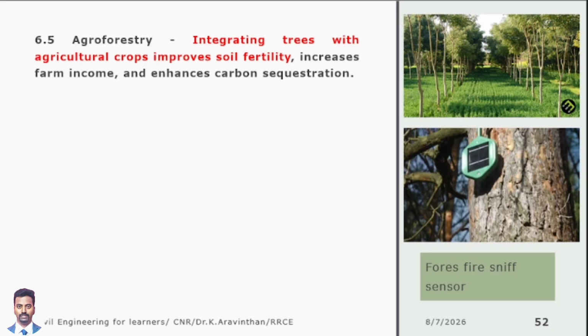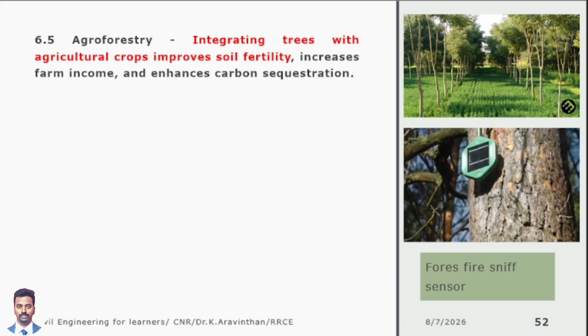Agroforestry. What do you mean by agroforestry? Can you see here? Sir, this is agriculture land. They are planting trees here. The agriculture land should also have trees. This is called agroforestry, agriculture and forestry. Integrating trees with agricultural crops improves soil fertility. This soil will not allow runoff. The tree's roots will catch it. This is one of the measures.